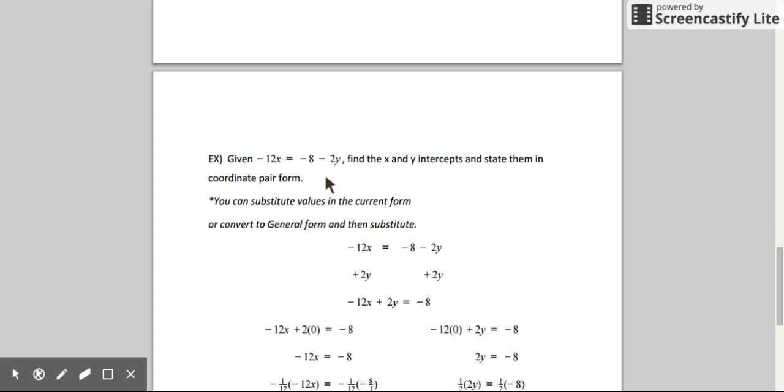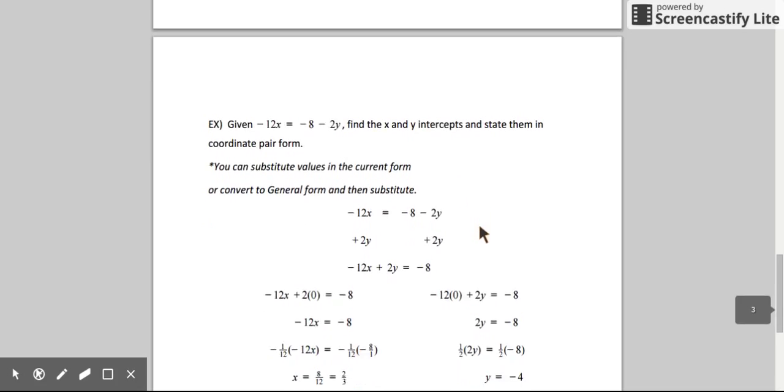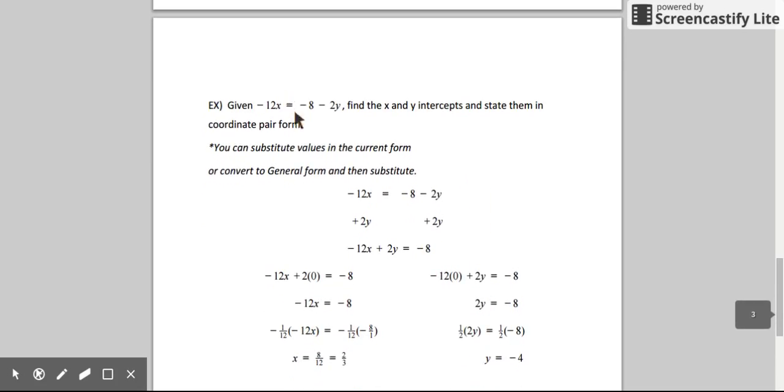So either you spend more time or more steps putting this equation into general form, or you spend more time and more steps by substituting in this form and solving for x or y. It really doesn't matter. It's whatever you prefer. I'm going to practice putting it into general form, though, and solving for our intercepts.